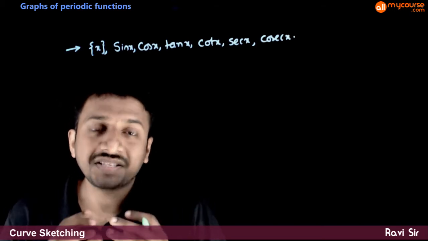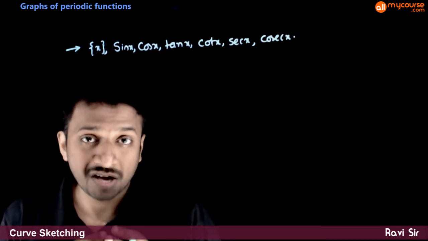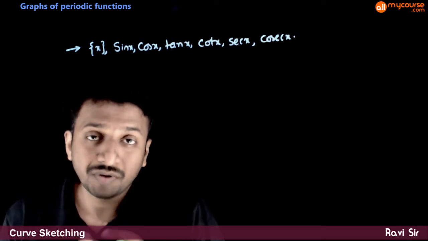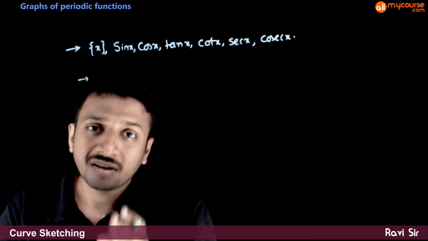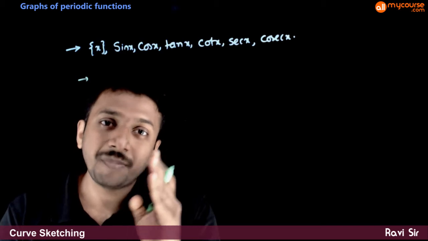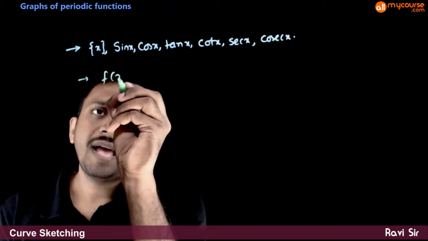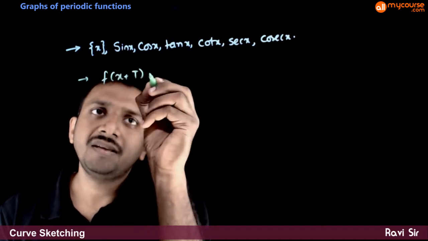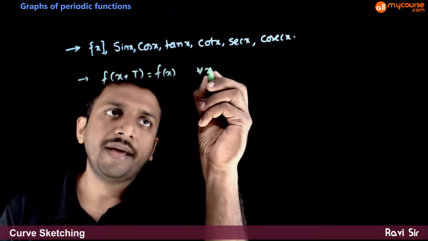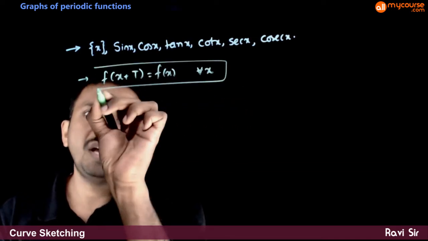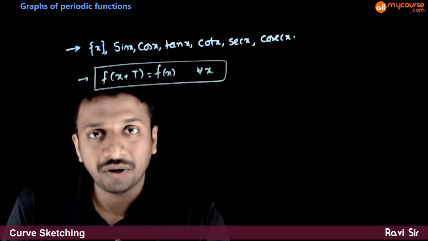Now let us try to understand how to draw complicated periodic function graphs. So we know what periodic functions are. Periodic functions are functions whose functional values repeat after a specific interval. That is, f of x plus some T gives you f of x back for all x. So if this condition is valid, we say that the function is periodic.